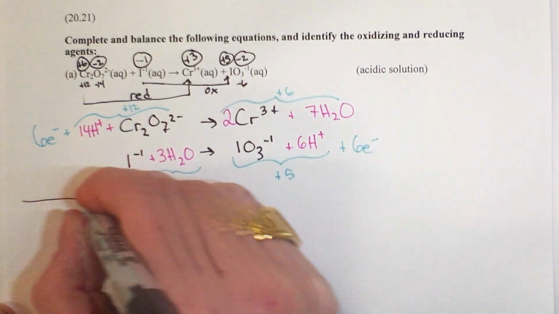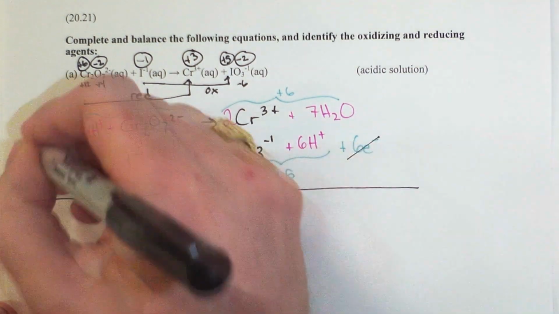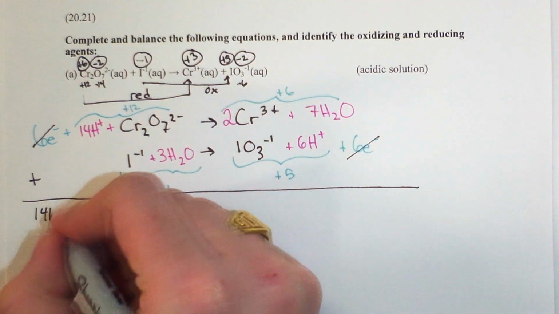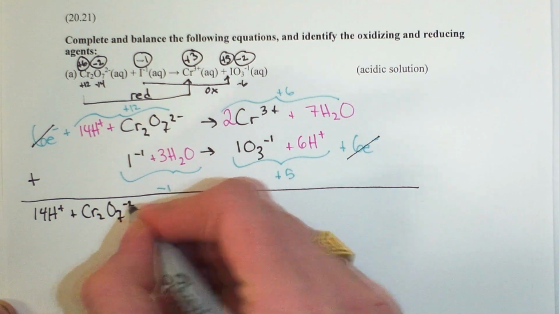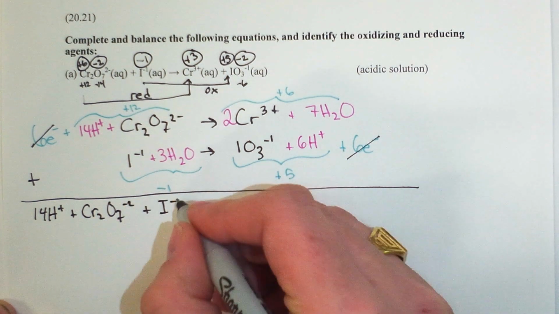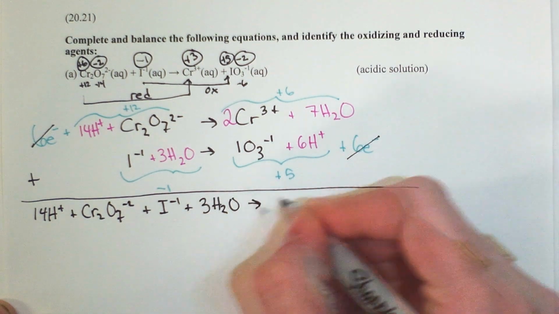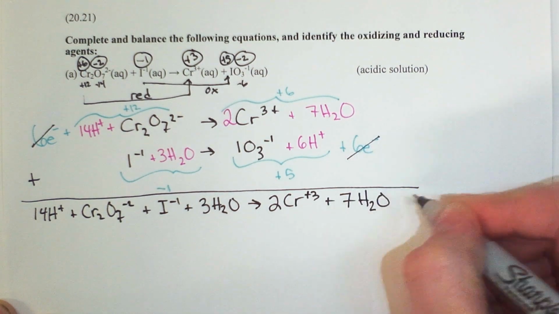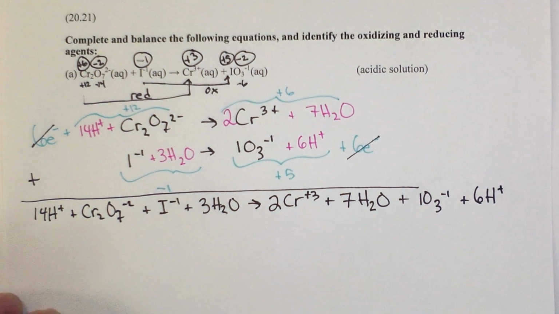Now this is nice because the number of electrons on both sides is equal. So we just get rid of those. They're going to cancel. And we just add up these two half reactions now. So 14H+ plus Cr2O7 2- plus an iodide plus 3H2O gives me 2 Cr 3+ plus 7 water plus IO3- plus 6H+.